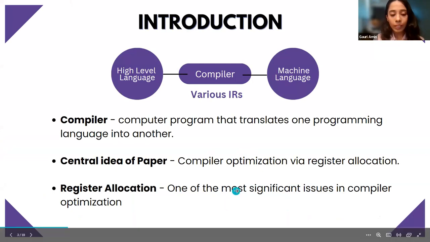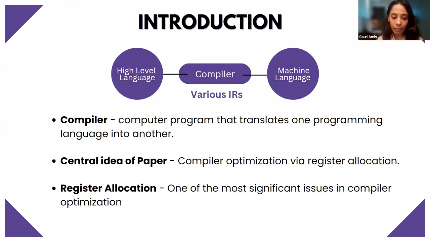So let us start with the introduction. I would explain in brief the background of our paper. The domain of our paper basically lies in compiler theory. As we all know, what is a compiler? A compiler translates a high-level language into machine-understandable language. So the idea of the paper is basically compiler optimization.